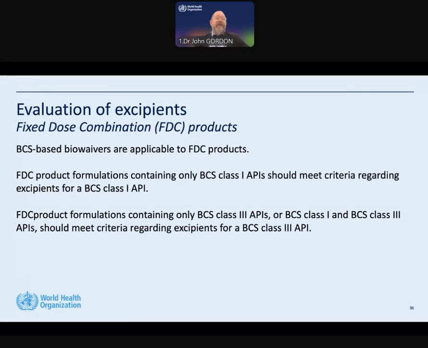Fixed dose combination products, just very briefly, basically the same principles apply. FDC products containing only BCS Class 1 APIs should meet, of course, the requirements for products containing Class 1 APIs. FDC products containing Class 3 APIs, or Class 1 and Class 2 APIs, should meet the excipient criteria for products containing BCS Class 3. So the more conservative criteria would apply to these types of products.